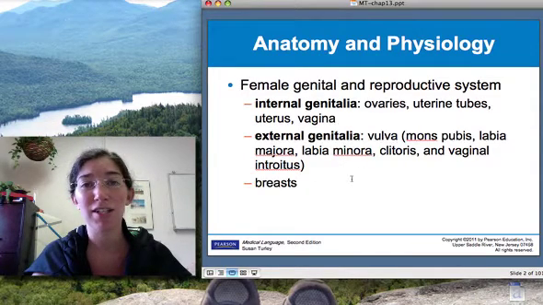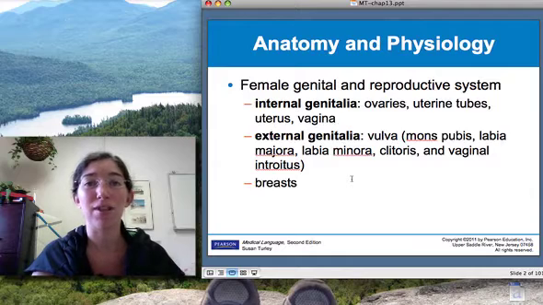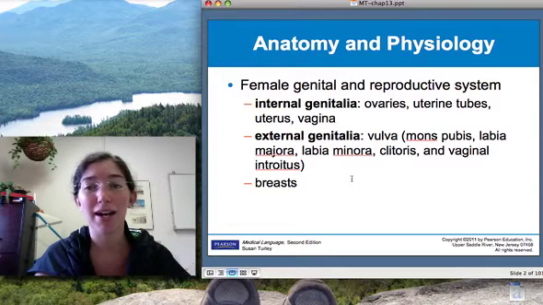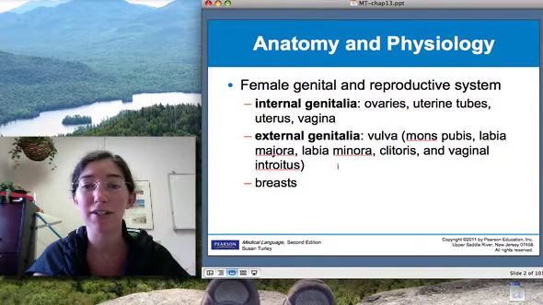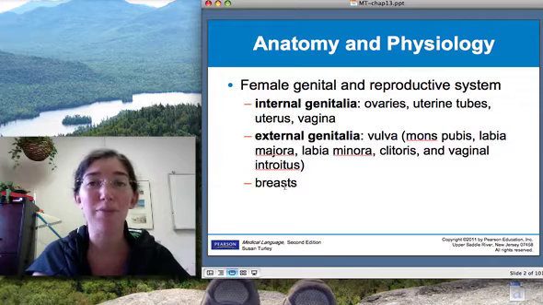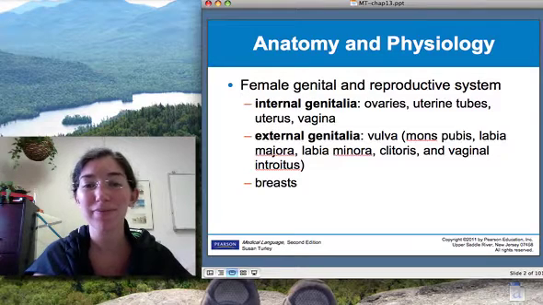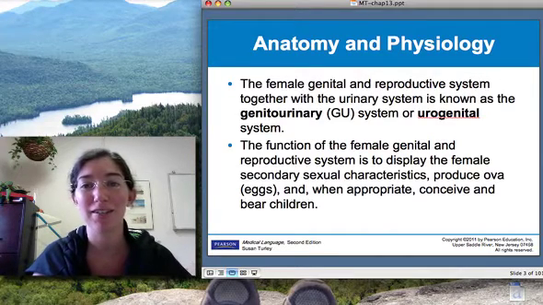The external genitalia basically includes the vulva, which is the labia, the pubic hair, the clitoris, and also includes the breasts in a way. So they are external sexual features that are female specific.